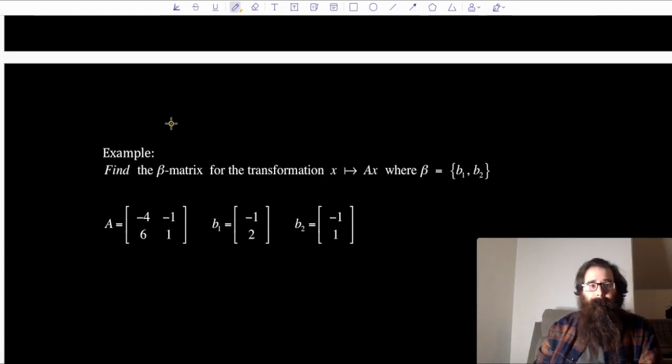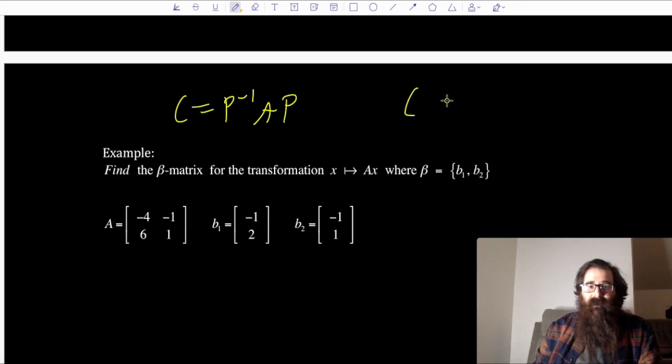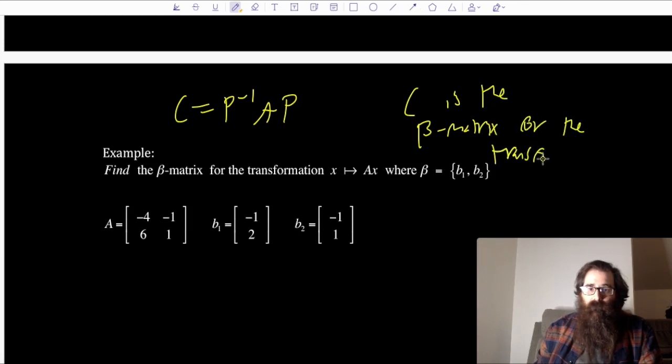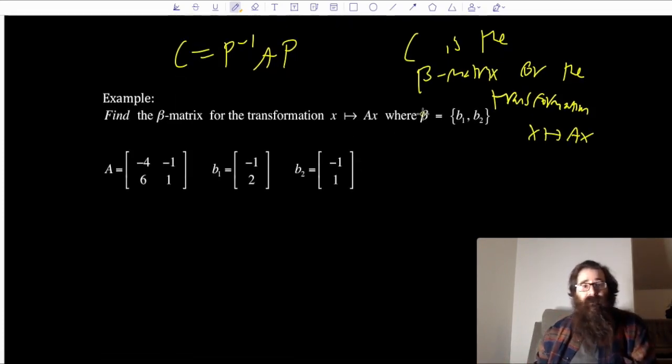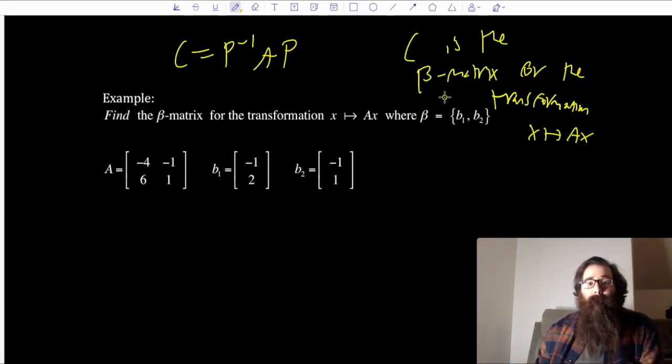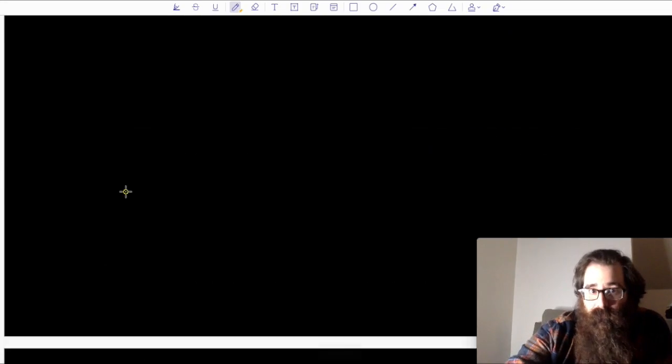C is equal to P inverse times A times P, and C is the beta matrix for the transformation x mapped to Ax. Now, I really have almost all of the pieces. So here, this set beta that I have, the set beta is going to be how I build matrix P. Let's go back.